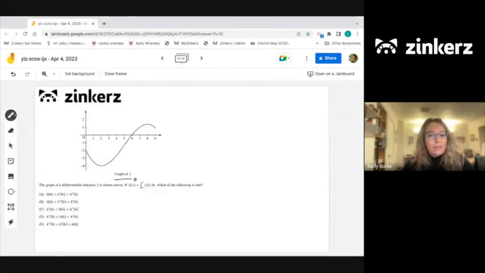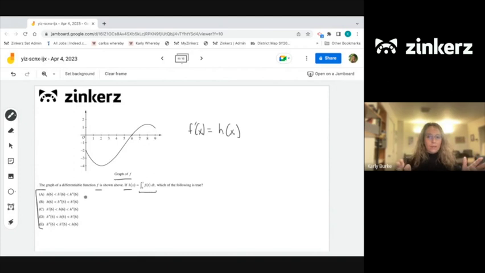So here you're given a graph of f, and it says that there's a differentiable function f, and h of x is equal to the integral from 0 to x of f of t dt. What that actually means, in a very basic sense, is that h prime of x is equal to f of x. So what we're looking at is a graph of the derivative. And I am being asked to take a look at all of these different values of h, the original function.